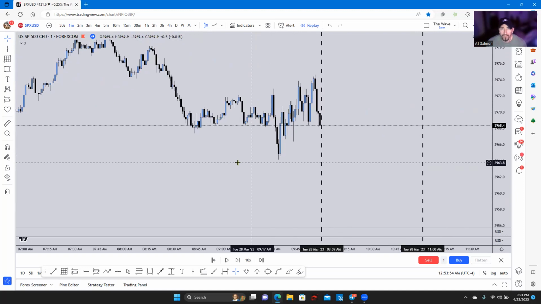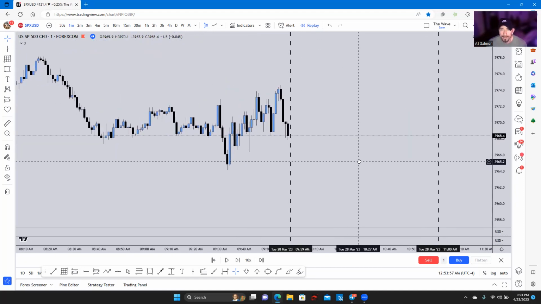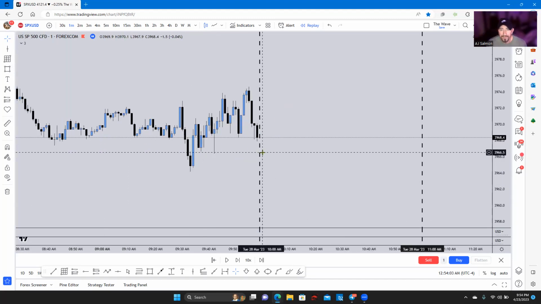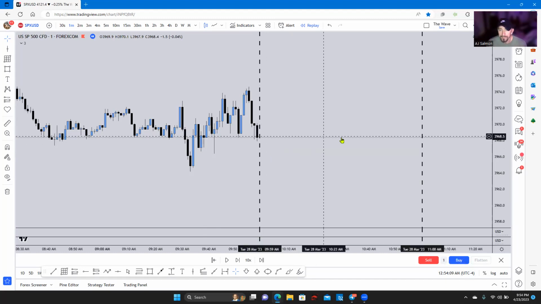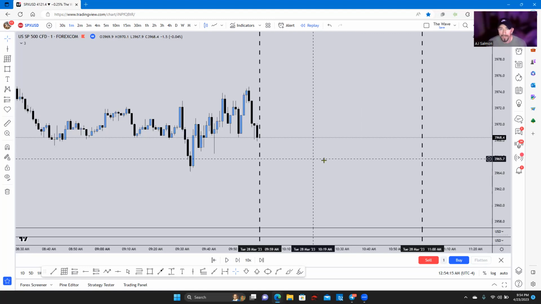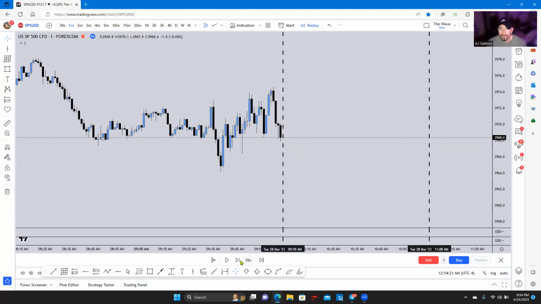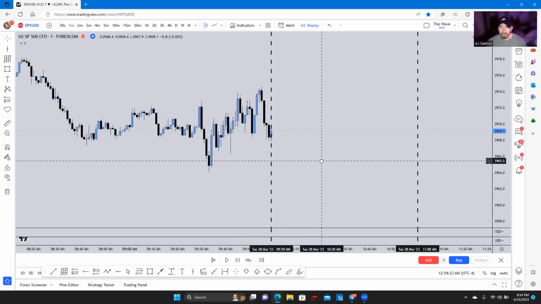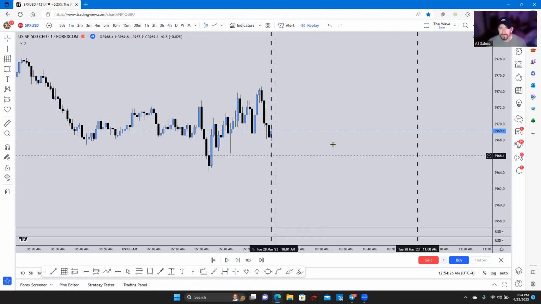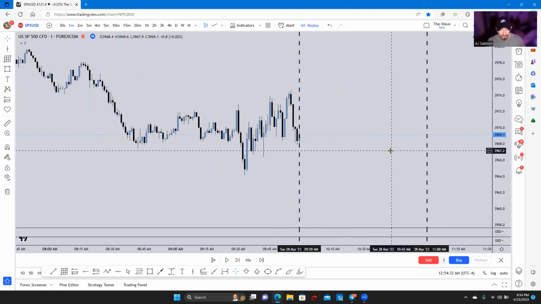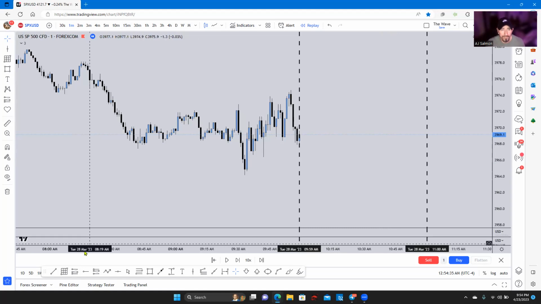So the first trade window is going to be between 10 a.m. and 11 a.m. New York time. If you look here, UTC -4, 10 a.m. to 11 a.m. This is your silver bullet window. First thing we want to do is mark up, at 10 a.m., both sides of the market, the buy side liquidity and sell side liquidity.